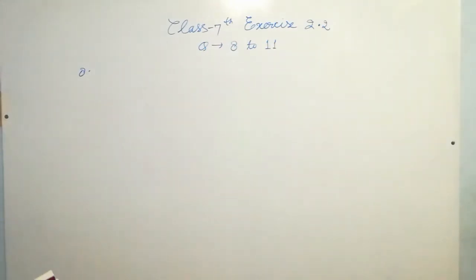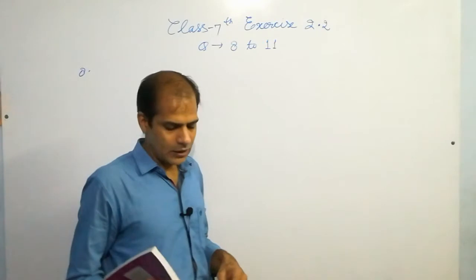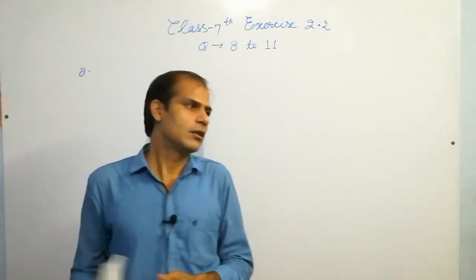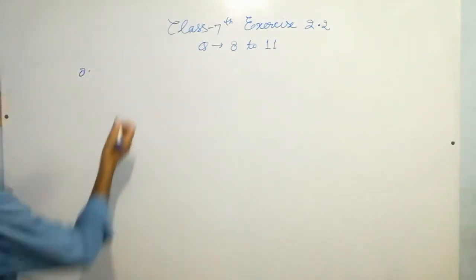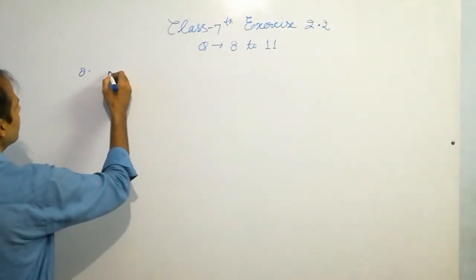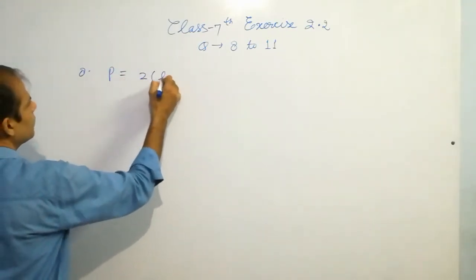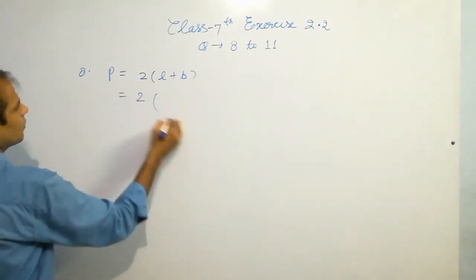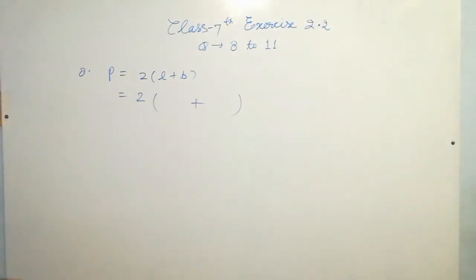It is a rectangular field, 15 and 2/3 meter long and 12 and 4/5 meter wide. Find its perimeter. So you must know what is the formula of a perimeter. So we write perimeter. P for perimeter is 2 into (L plus B). Simply 2, we will write L plus B in the bracket.